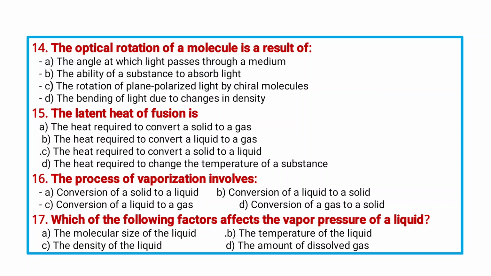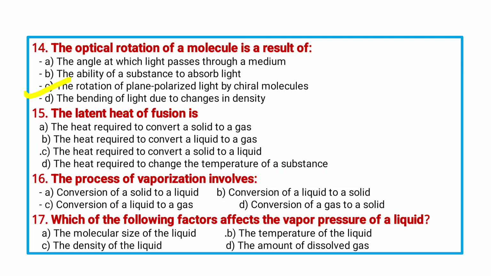Next question. The optical rotation of a molecule is the result of option A, the angle at which light passes through a medium. Option B, the ability of a substance to absorb light. Option C, the rotation of plane polarized light by a chiral molecule. Option D, the bending of light due to changes in density. So option C, the rotation of plane polarized light, is optical rotation.